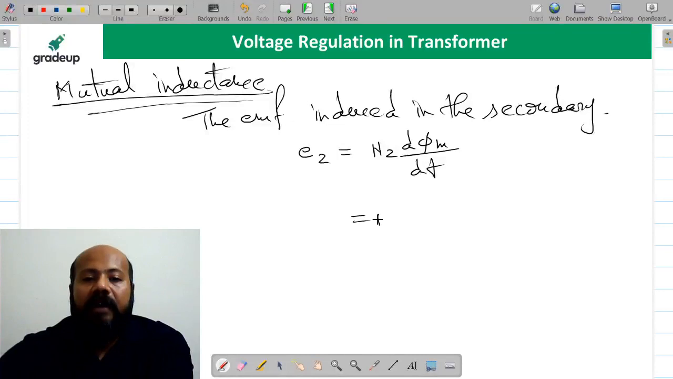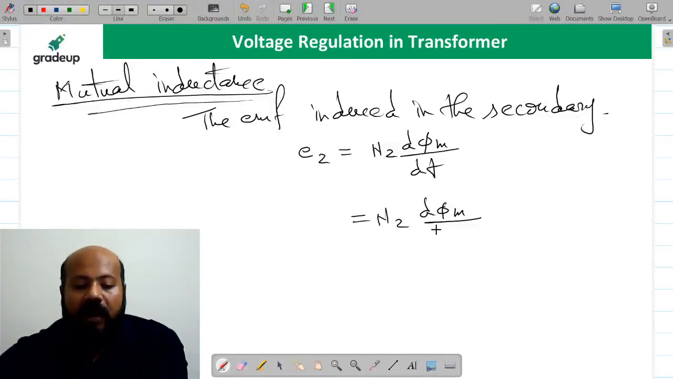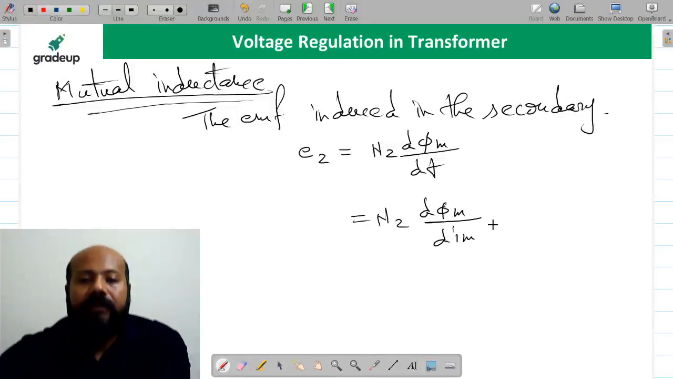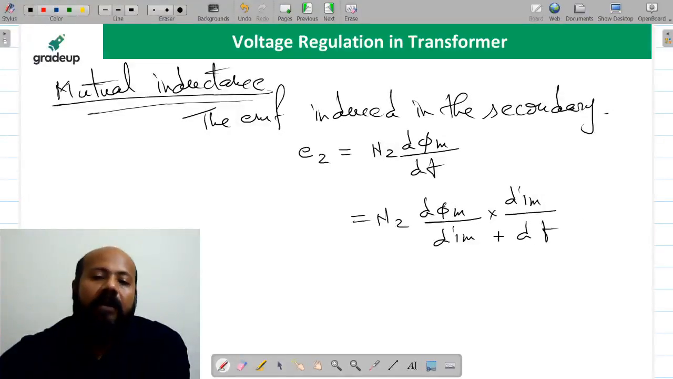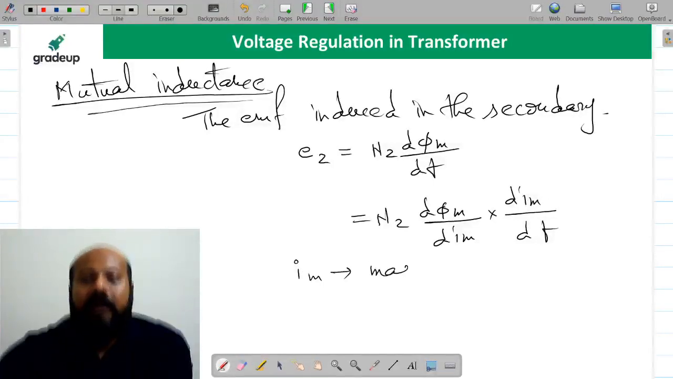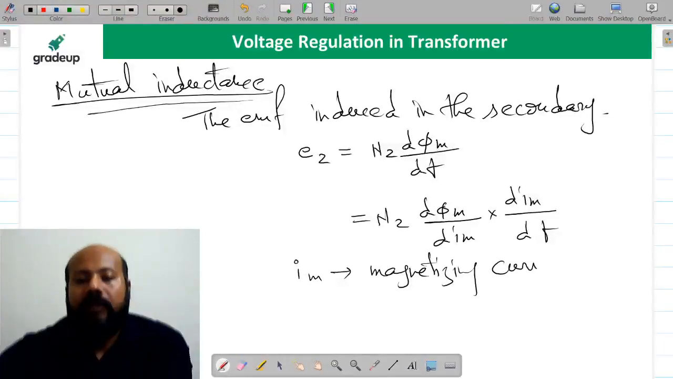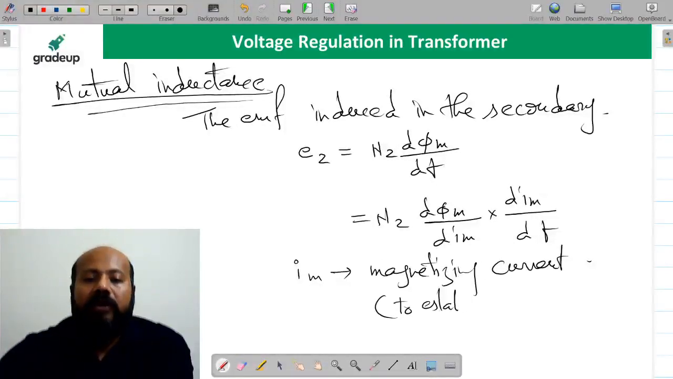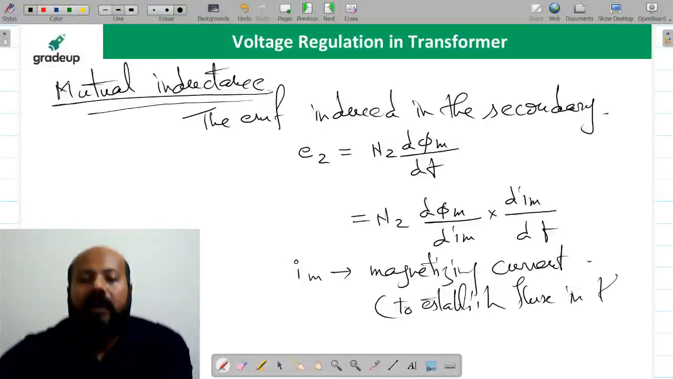Now this you can write as N2 d phi m upon d im multiplied by d im upon dt. What is this Im? Im we are writing as the magnetizing current. What is magnetizing current? It is the current needed to establish flux in the core.